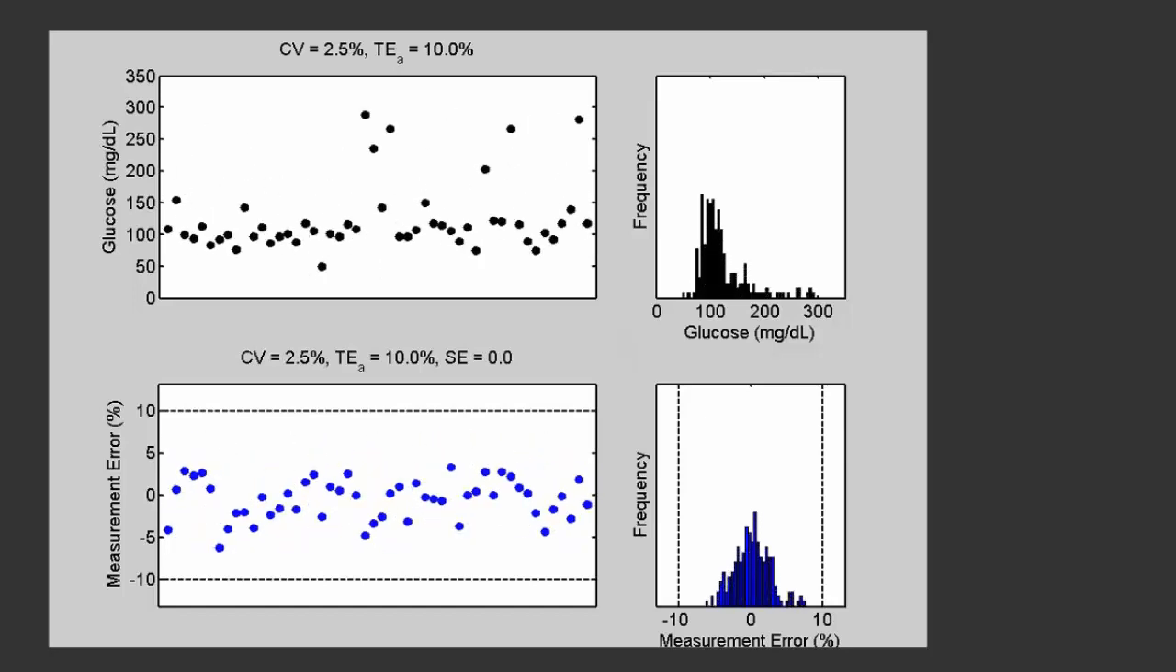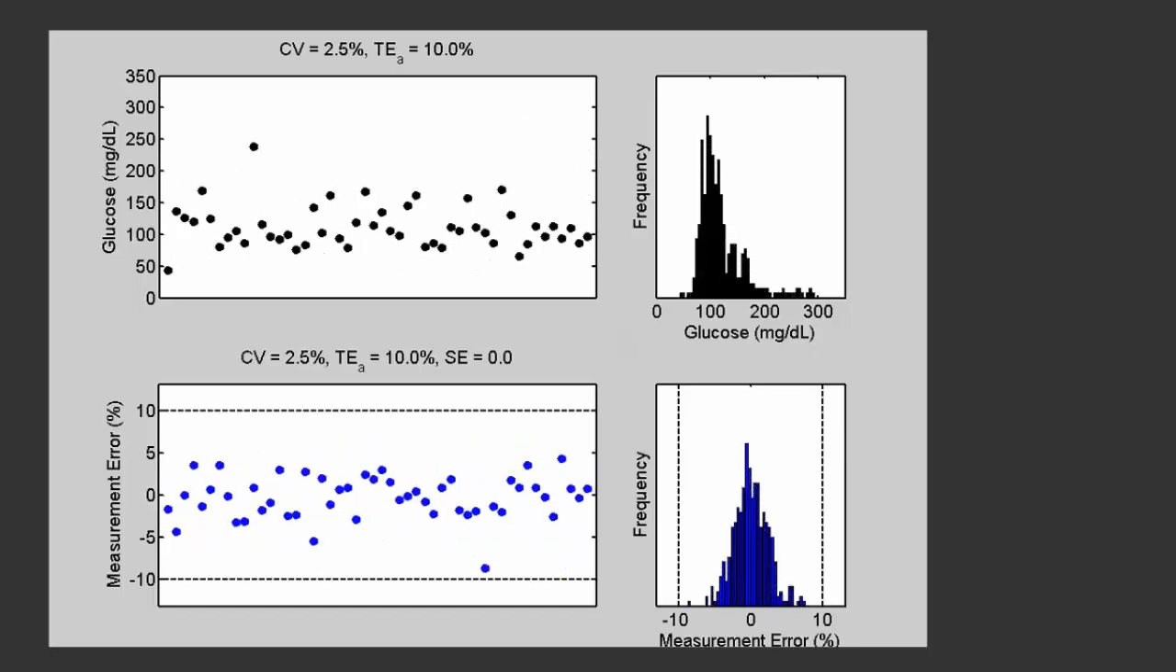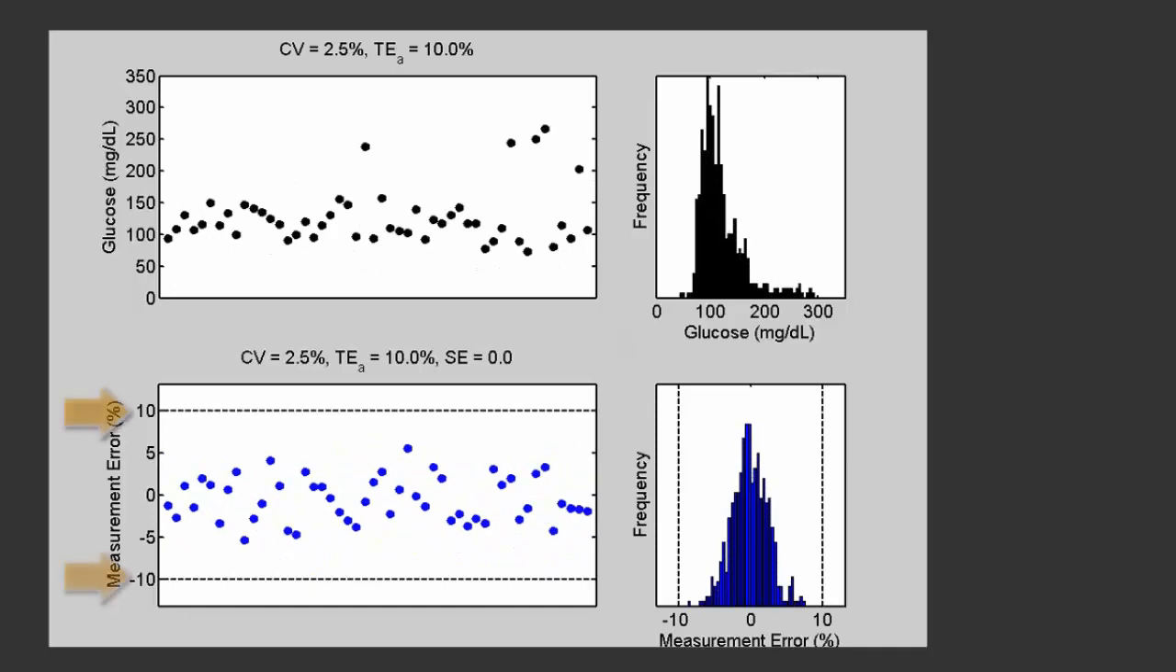Again, here we see the results as well as the distribution. Note the horizontal dashed lines at plus or minus 10. These are the limits set by the quality requirement. Likewise, the vertical lines in the right panel serve the same purpose.